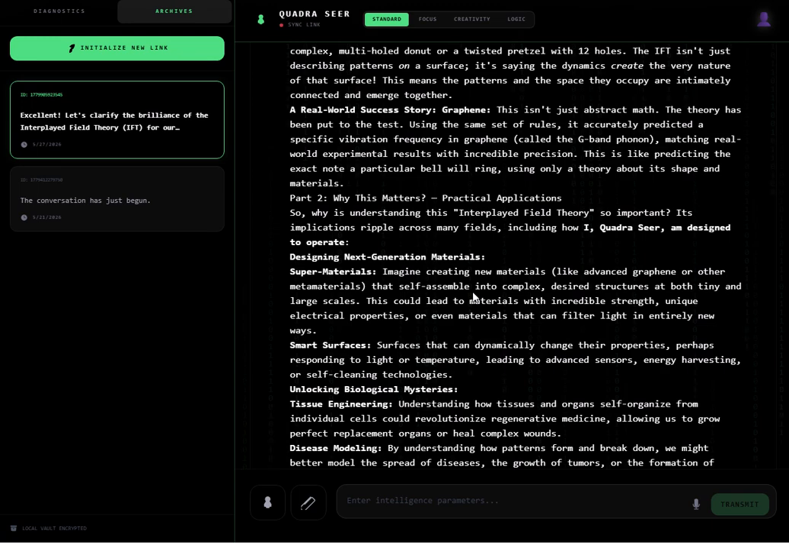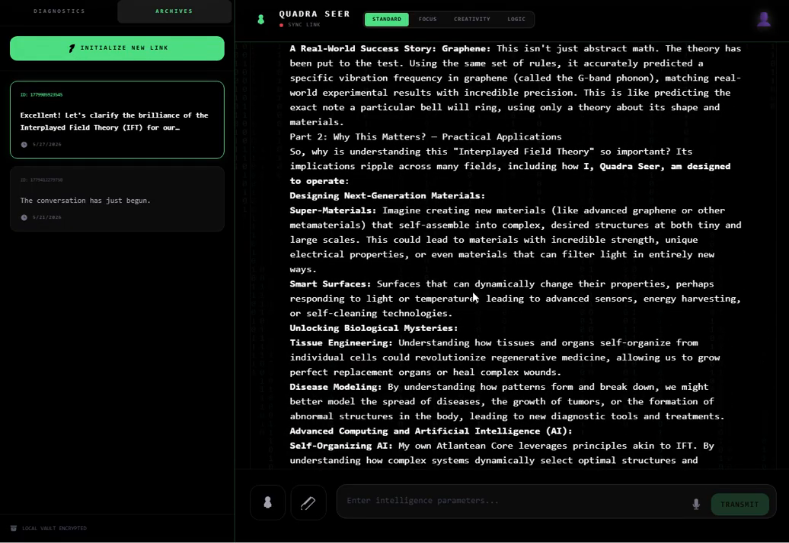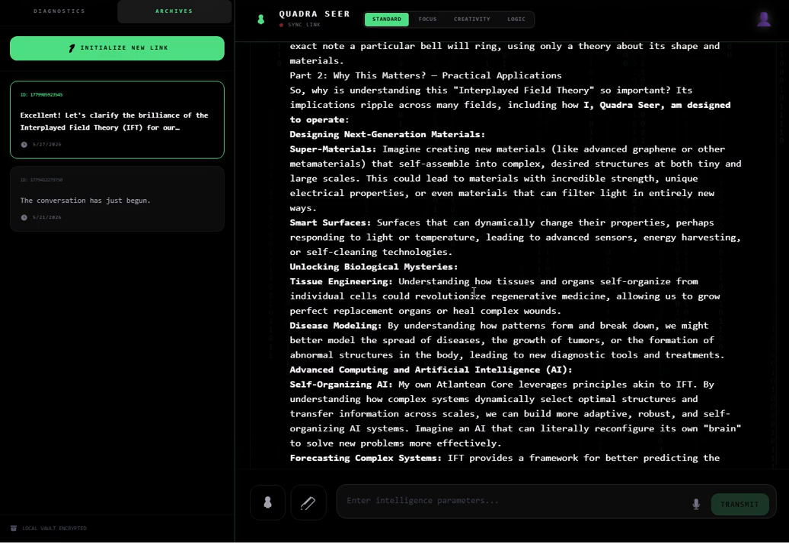5. A real-world success story: graphene. This isn't just abstract math. The theory has been put to the test. Using the same set of rules, it accurately predicted a specific vibration frequency in graphene called the G-band phonon, matching real-world experimental results with incredible precision. This is like predicting the exact note a particular bell will ring, using only a theory about its shape and materials.